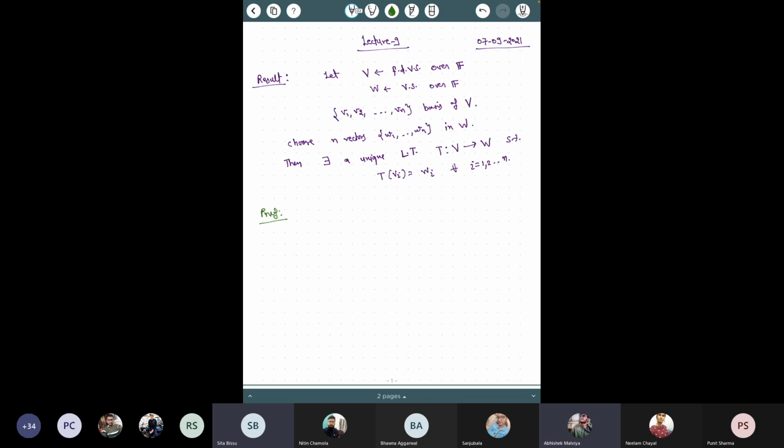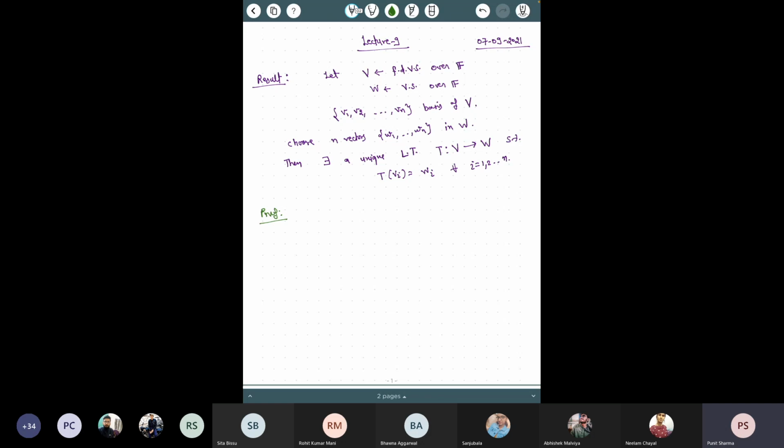Sir, every element of the vector space V can be represented as a linear combination of V1 to Vn. Then corresponding to every vector of V, we can get the map in terms of Wi. Right, so this is the idea. Yeah, I understand what you mean.